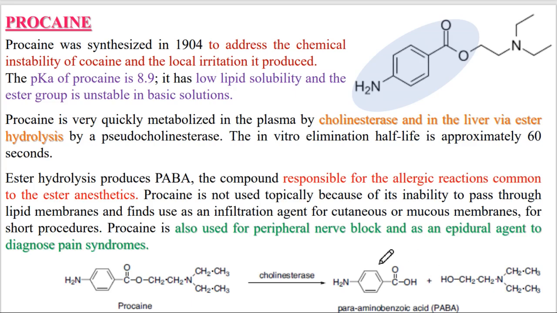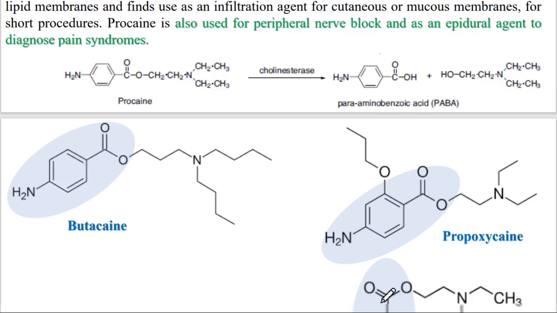You can see here, in the presence of cholinesterase in the liver, via ester hydrolysis by pseudocholinesterase, the elimination half-life is approximately 60 seconds. And as we know, PABA is a major active metabolite, because of which we get allergic reactions. These are also used in peripheral nerve block and as an epidural agent to diagnose pain syndromes.